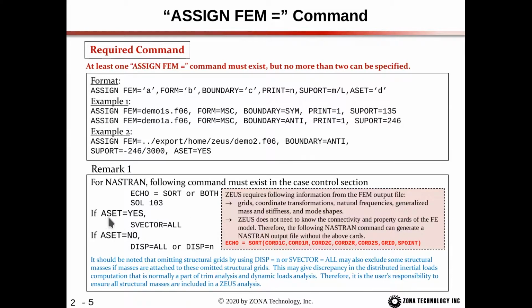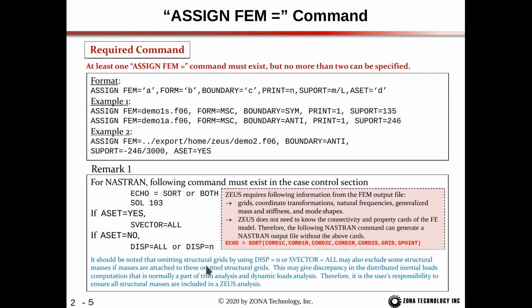Now for Aset equals yes, additionally you must have SVECTOR equals all, so that ZEUS can read the eigenvector associated with the Aset. And then if Aset equals no, you either need displacement equals all or displacement equals n. We recommend displacement equals all, so that Nastran will print out all of the grid displacements, so ZEUS can read in the full eigenvector.